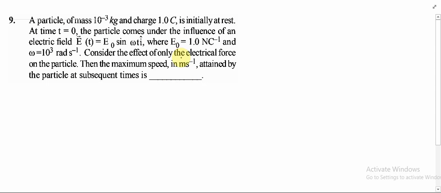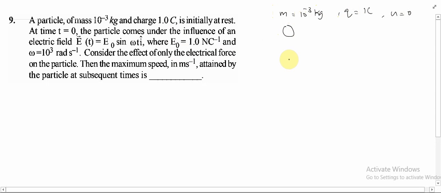Okay, so in this question, there is a particle of mass 10^-3 kilograms and the charge is given as 1 coulomb. It is initially at rest, so the initial velocity is 0. At time t = 0, it comes under the influence of an electric field, and the electric field is given as E(t) = E0 sin(ωt) î.